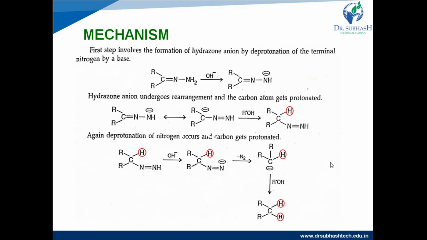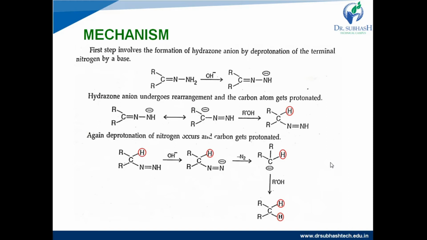Here, see, the first step involves the formation of the hydrazone anion by deprotonation of the terminal nitrogen by base. In the presence of strong base, strong alkali OH minus, deprotonation of the terminal nitrogen occurs and forms the anion. How? See, the NH bond gets cleaved, breakdown of the NH bond occurs, so that the electron of the bond goes toward the nitrogen. That's why nitrogen acquires a negative charge and hydrogen is removed in the form of H plus, that is, a proton is removed. That's why it is known as deprotonation and forms the anion.